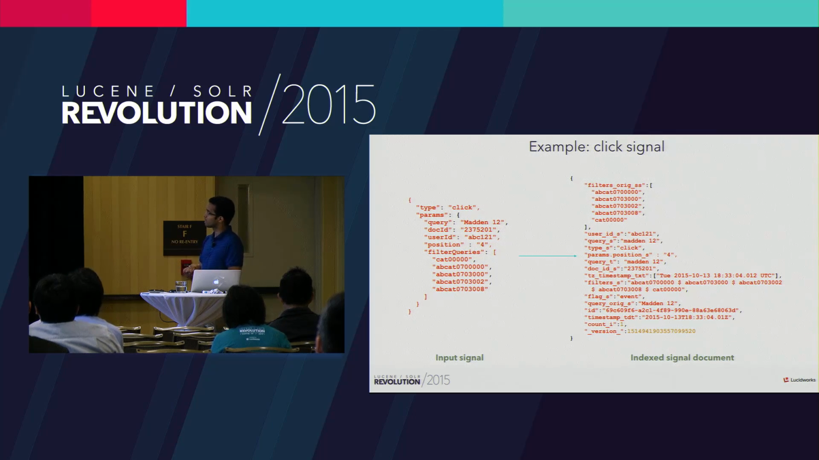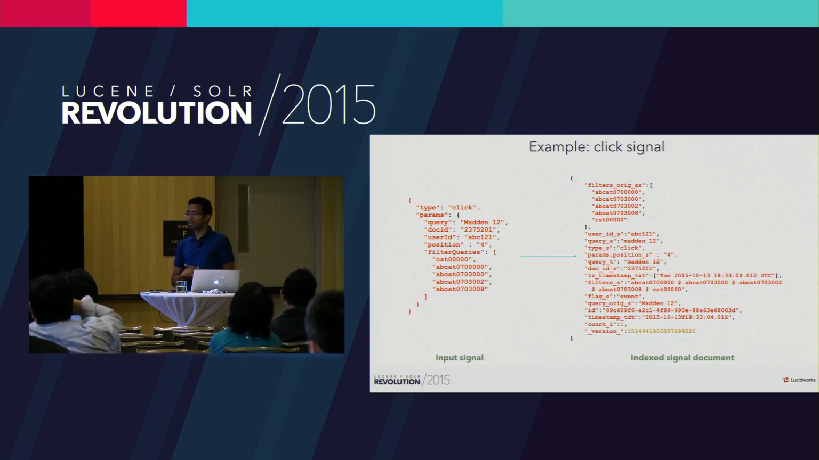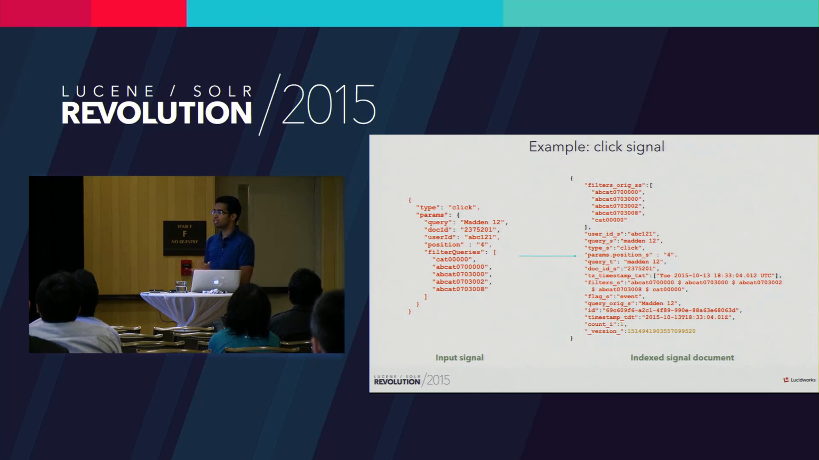And this is an example of a click signal. So what is a click signal? A user comes to your website, makes a search, and then clicks on one of your documents. It might be your first document, or it might be your 10th document. That's what the left side payload tells us. So the user made a search called Madden 12, and then clicked on the document ID. All the other additional information is an example of what you can capture.